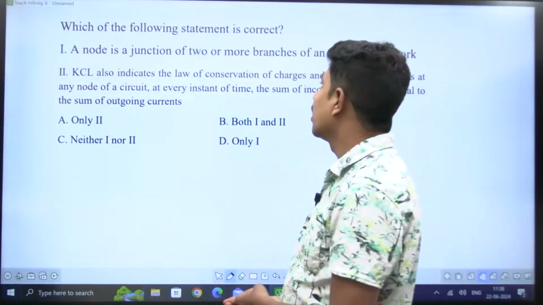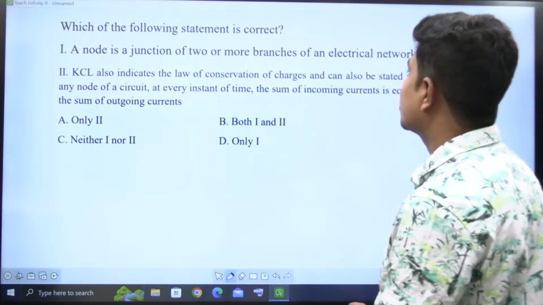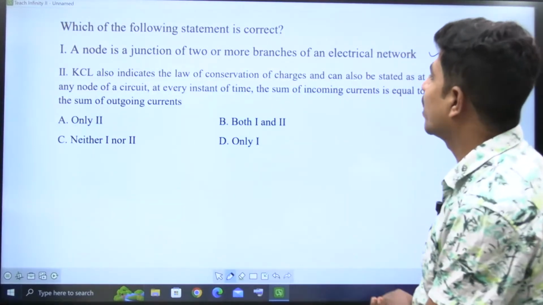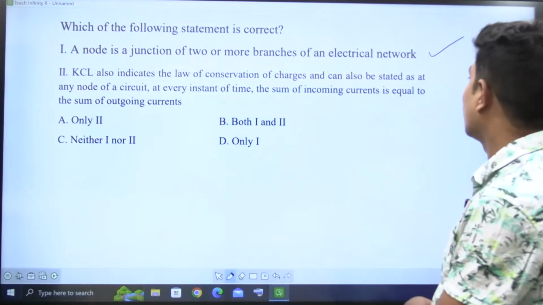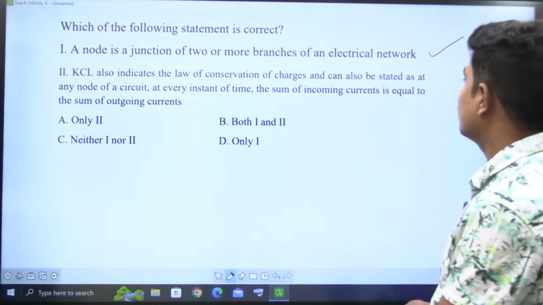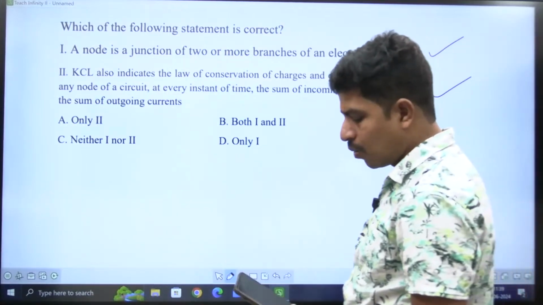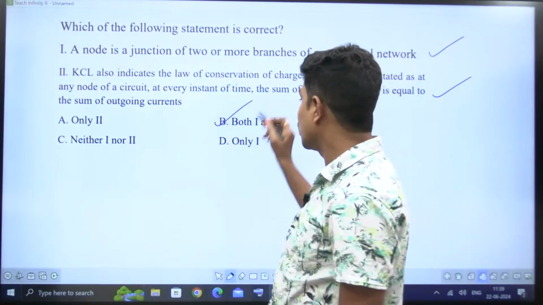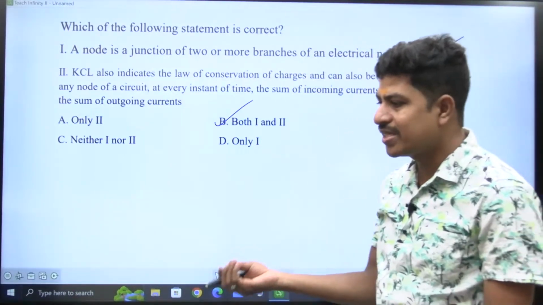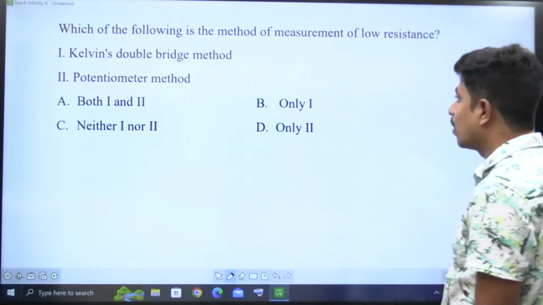Next, which of the following statements is correct? A node is a junction of 2 or more branches of an electrical network. Perfectly correct. KCL also indicates the law of conservation of charge and can be stated as: at any node of a circuit, at every instant of time, the sum of incoming currents is equal to the sum of the outgoing currents. Both 1 and 2 are perfectly correct. This is just about KCL, not more than that. Okay, let's go to the next question.